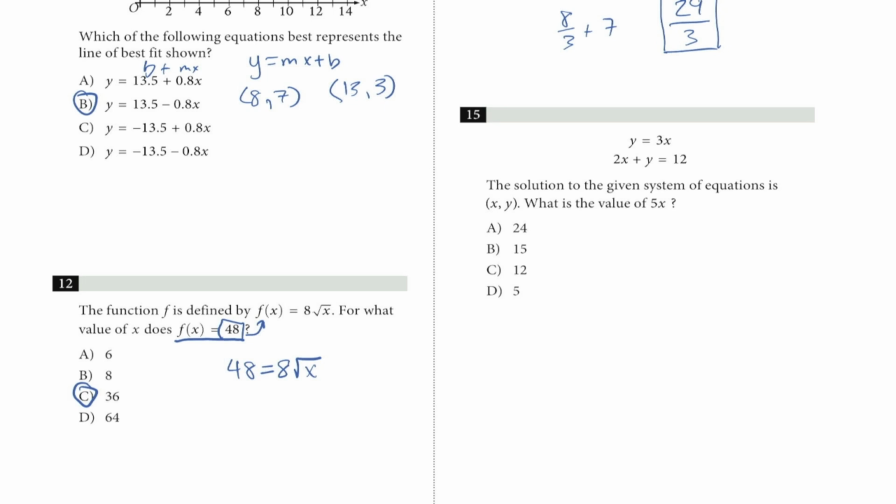The solution to the given systems of equations is x comma y. What is the value of 5x? Well, if we want to know the value of 5x, it would probably be helpful to know the value of x. And if we have a system of equations, we can just solve the system.